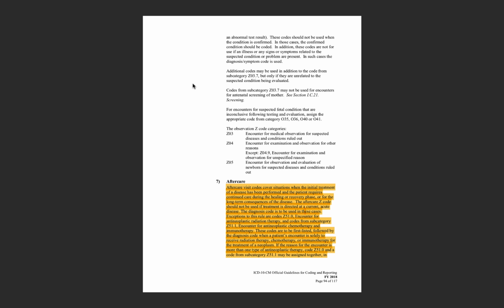Aftercare is number 7. Aftercare visit codes cover situations when the initial treatment of a disease has been performed and the patient requires continued care during the healing or recovery phase. For example, the aftercare Z code long-term consequences of disease should be used for patients who are in their postoperative period for a certain surgery.